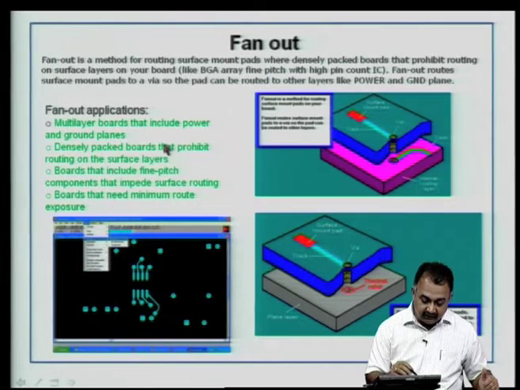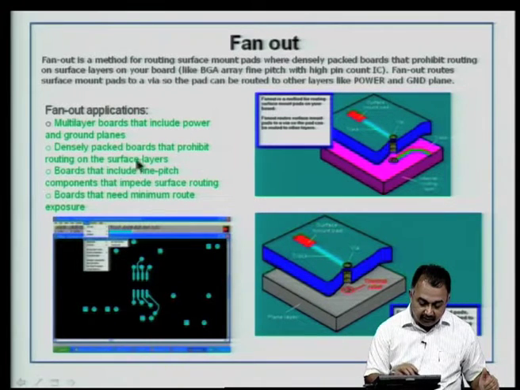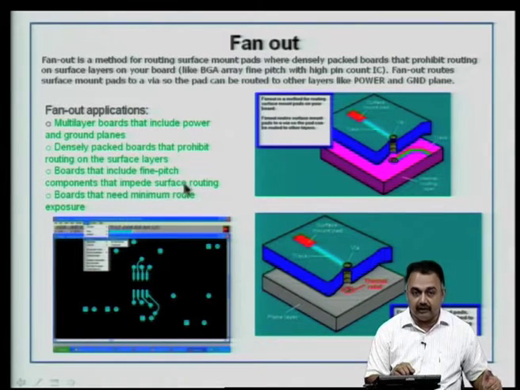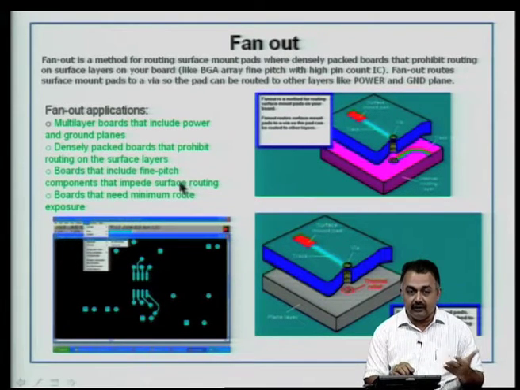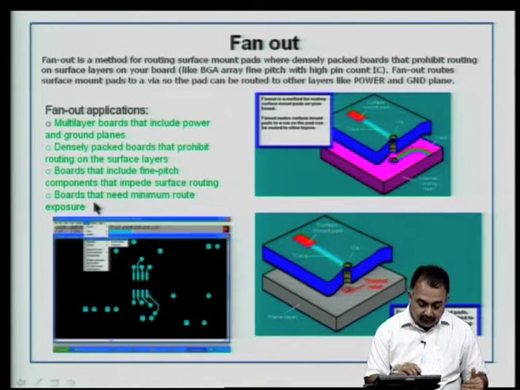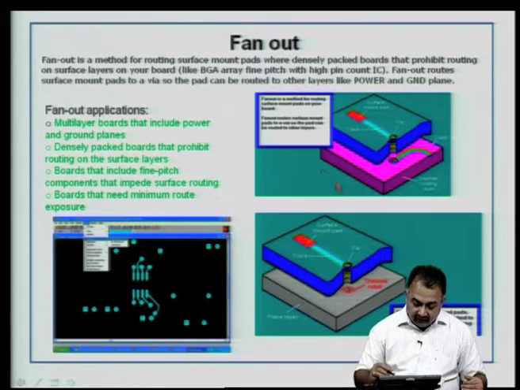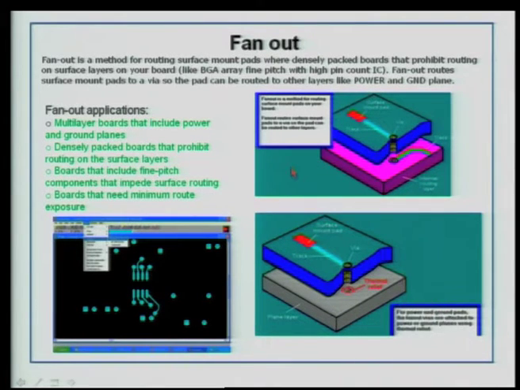So, the fan out applications are when you use multi-layer boards that include power and ground planes, densely packed boards that prohibit routing on the surface layers because you require space, boards that include fine pitch components that impede surface routing. When you have fine pitch components, you can't fan them out or spread them out on a single layer. So, you slowly move into another layer using a via. Boards that need minimum routing exposure. Okay. So, this is the application, these are the instances where you will use a fan out.